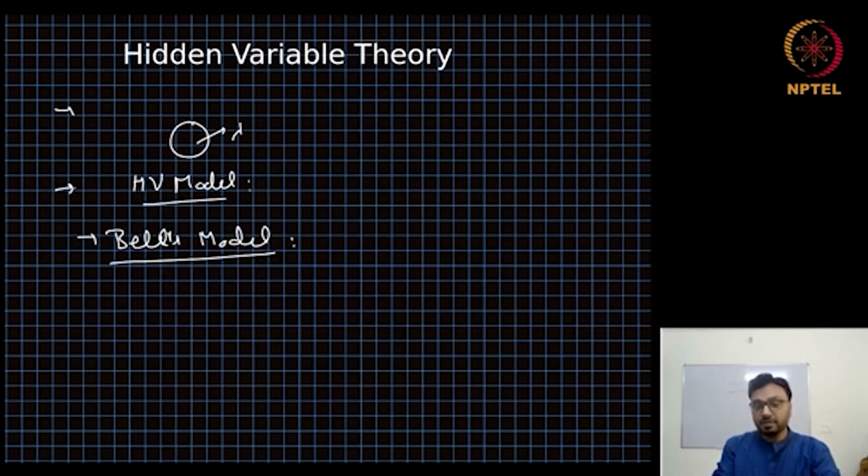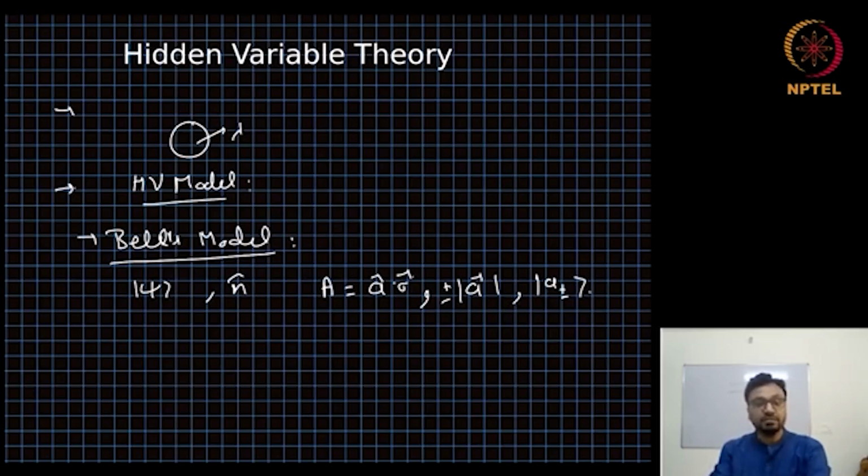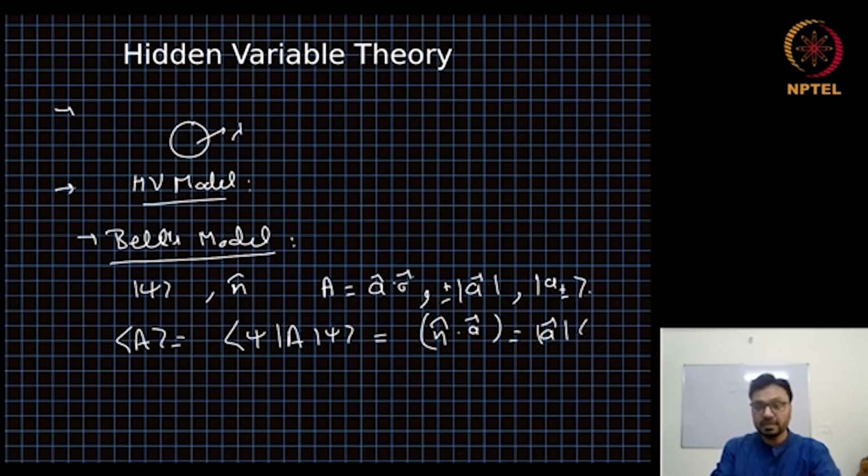So let us consider spin half particles, and the state is psi. The associated state vector or Bloch vector is n cap, according to quantum mechanics. And let us say we want to measure an observable A, which is given by A vector dot sigma. So plus or minus magnitude of A vector are the eigenvalues of A, and the corresponding eigenvectors are A plus and A minus. The expectation value of A, which is what we measure in the lab, is given by psi A psi, which can be written as n cap dot A vector. That will be magnitude of A vector times cos theta, where theta is the angle between the two Bloch vectors, n cap and A.